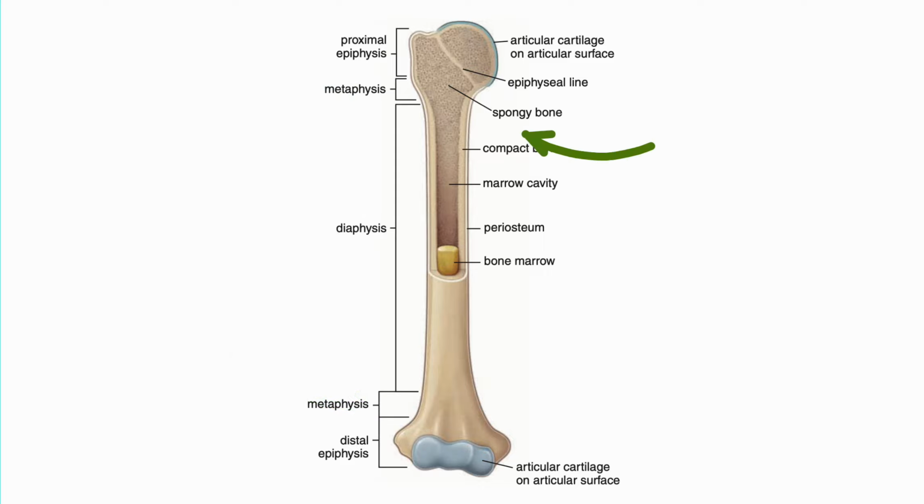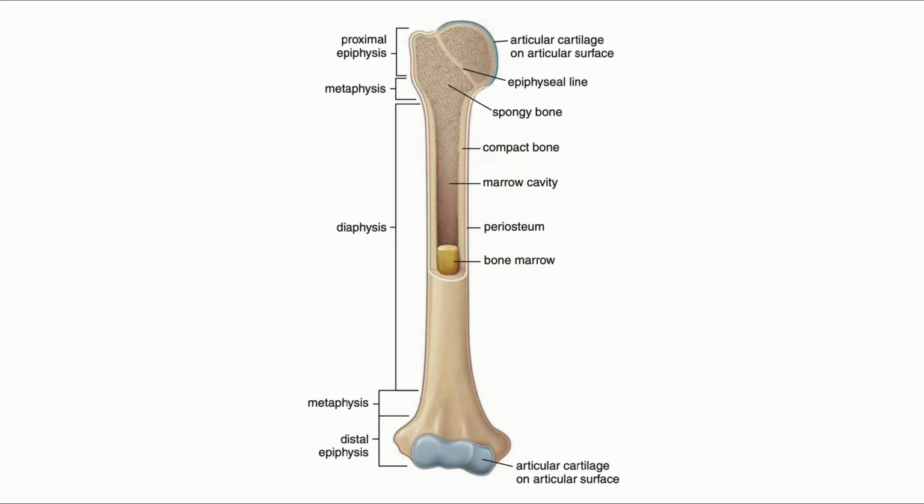Then in a growing bone we will be able to identify this particular line. This is the epiphyseal line. It is actually the epiphyseal plate which will later form into an epiphyseal line. Now we will move on to see the arterial supply of the bones.